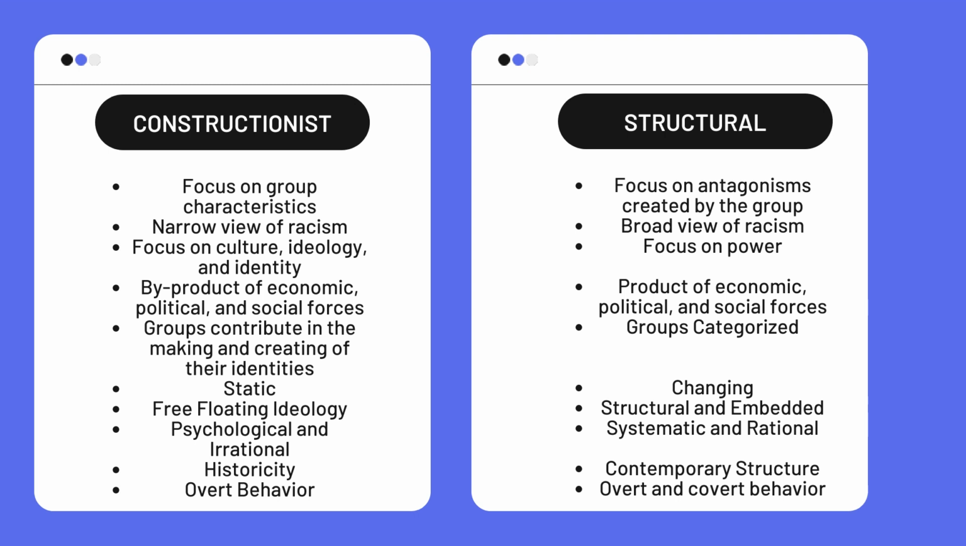The constructionist theory focuses on culture, ideology, and identity. Meanwhile, the structural theory focuses more on power. The constructionist theory sees racism as a byproduct of economic, political, and social forces. As those forces change, pseudo racial and ethnic products change. The structural theory is likewise a product of economic, political, and social forces. Structuralists would add that the creation of racism is a byproduct of economic, political, and social forces acting upon race and ethnicity.